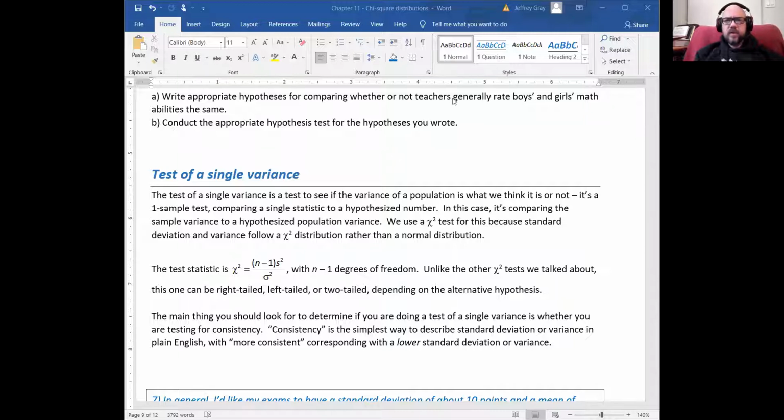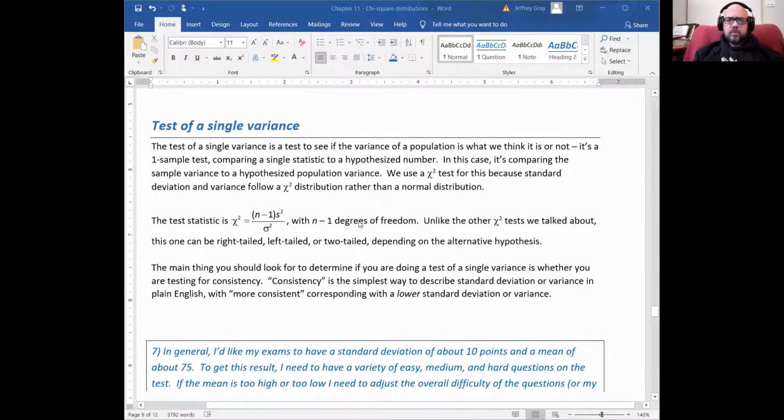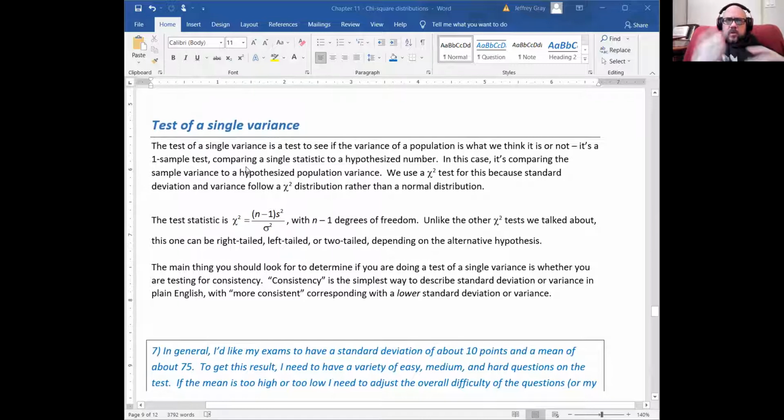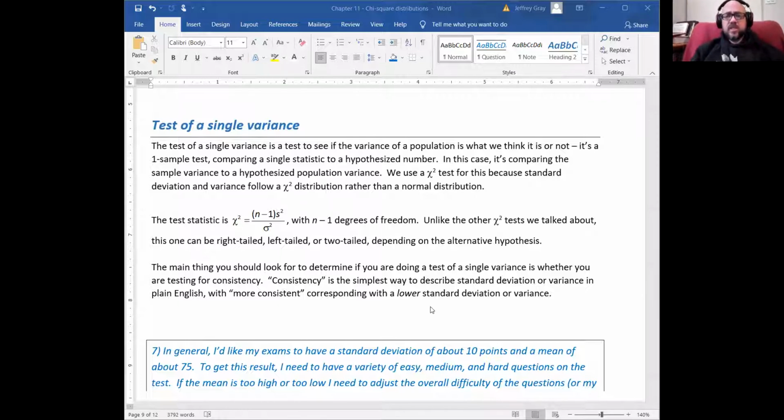It's called the test of a single variance. It is very, very similar to just the one sample hypothesis tests that we've done in the past. So here we go. All you're doing is you're checking to see if one sample has a standard deviation or variance, or we're actually testing variance here, which if you recall, is a standard deviation squared, that is significantly different than a hypothesized number, right? It's exactly like a one sample means test.